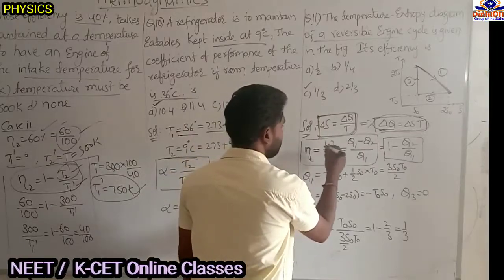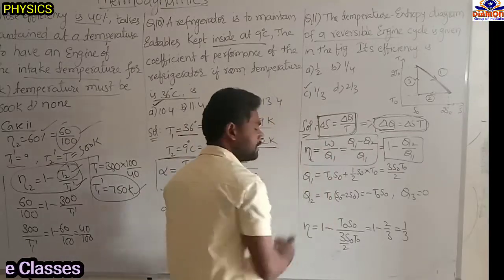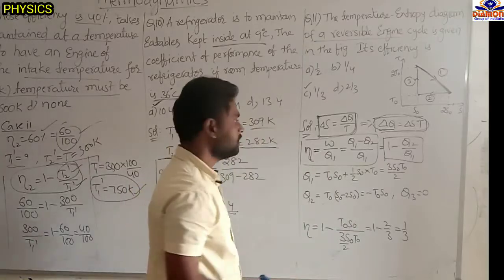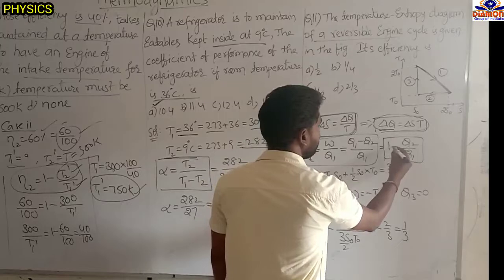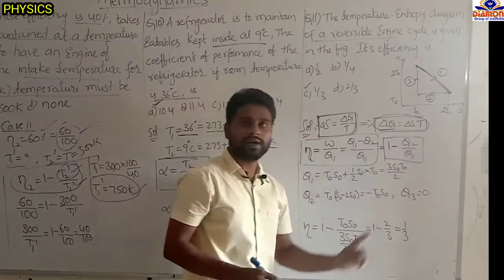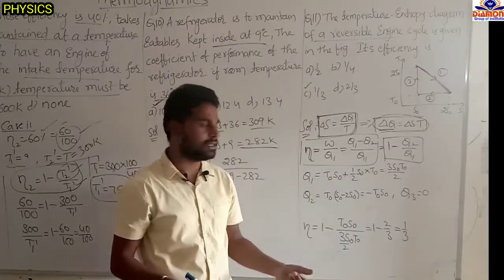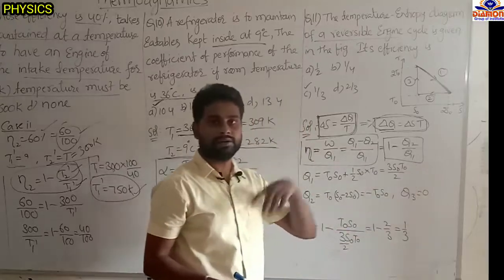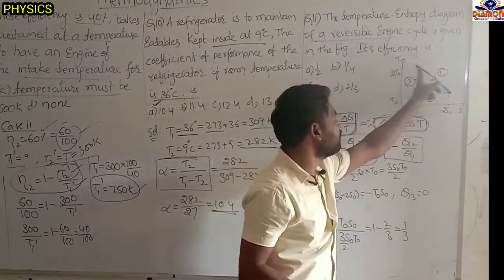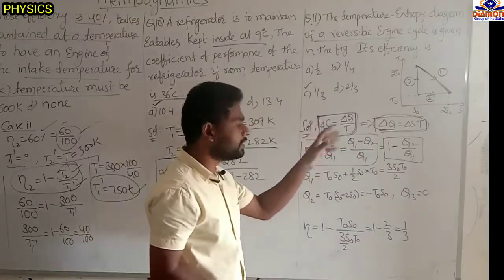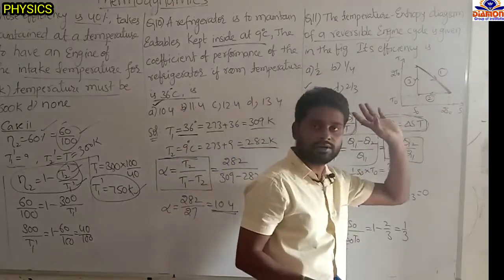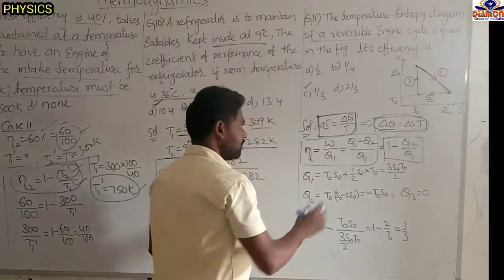The efficiency formula we already know: W by Q1. W is the work done, Q1 is the heat added to the system. So W we can write as Q1 minus Q2, by Q1. After simplification we will get 1 minus Q2 by Q1. Q2 is the heat rejected by the system, and Q1 is the heat added to the system. So we have to find where heat is rejected and where heat is absorbed. How to find the heat? The area under the graph will give the heat. Okay? So we have to find it step by step.